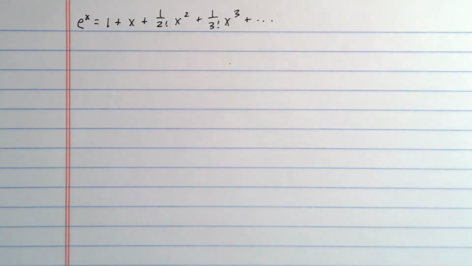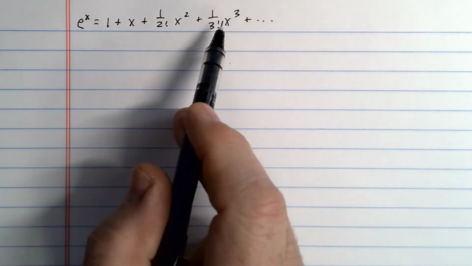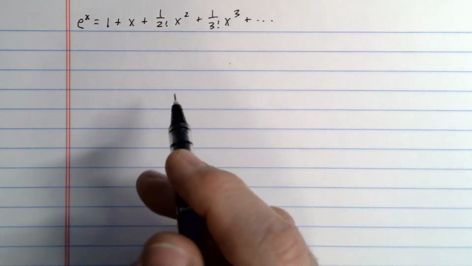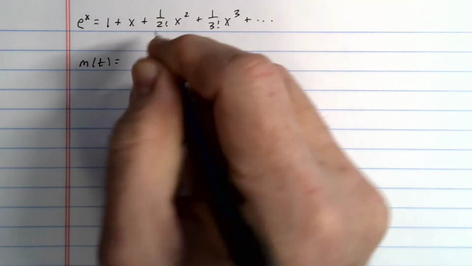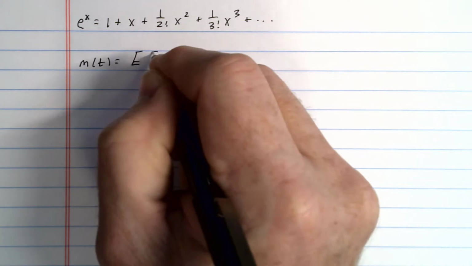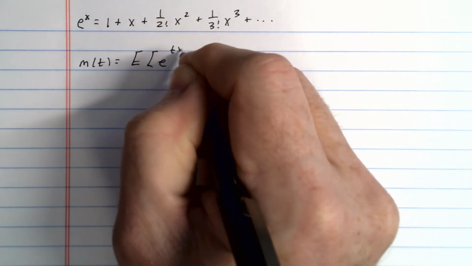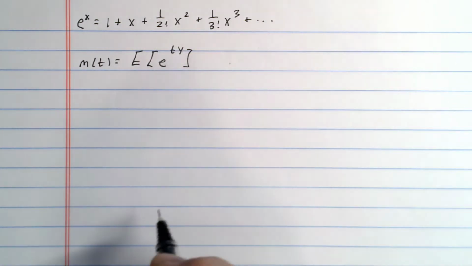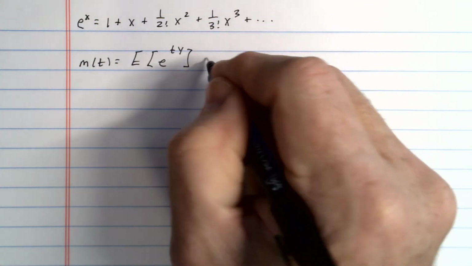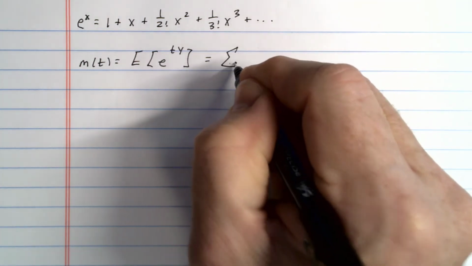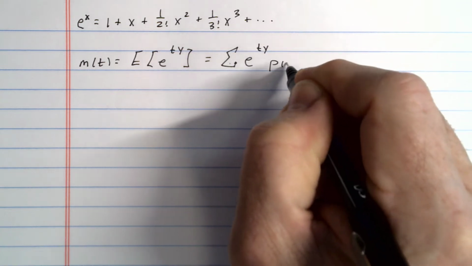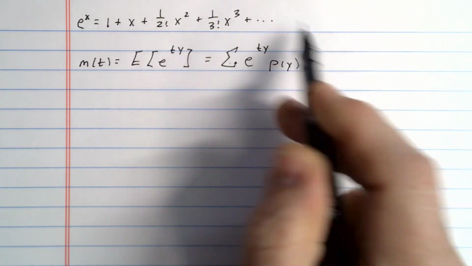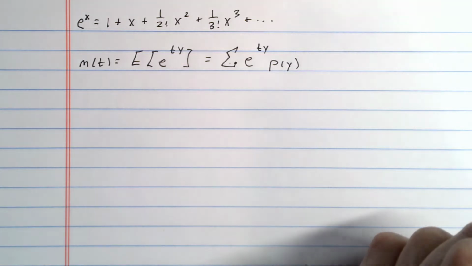Okay, so let's think about this moment generating function. We're going to start by just remembering that e to the x can be written using its Maclaurin expansion. So M of t is defined to be the expected value of e to the ty. And we know by the definition that this would just be the summation of e to the ty times the probability density function p of y, and this would be summed over all possible values of y.